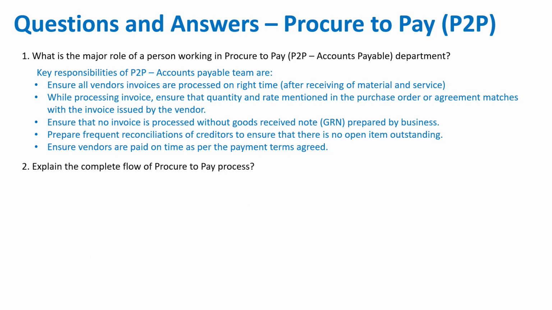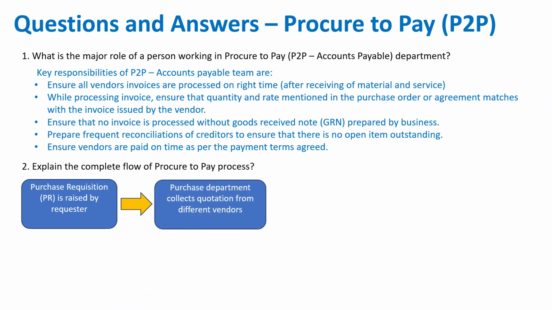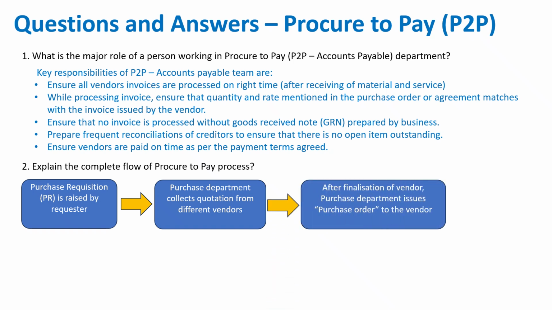Question number 2. Explain the complete process or complete flow of procure-to-pay process. So it starts with purchase requisition, that is PR, is raised by the requester. And once it is raised, purchase department collects quotation from different vendors. After that, after finalization of vendor, purchase department issues purchase order to the vendor. So purchase order is equal to a legal agreement.